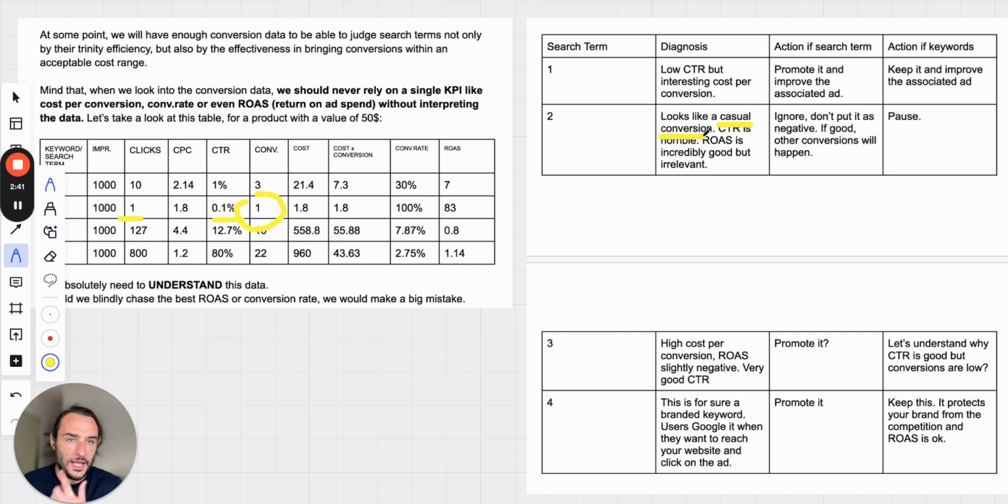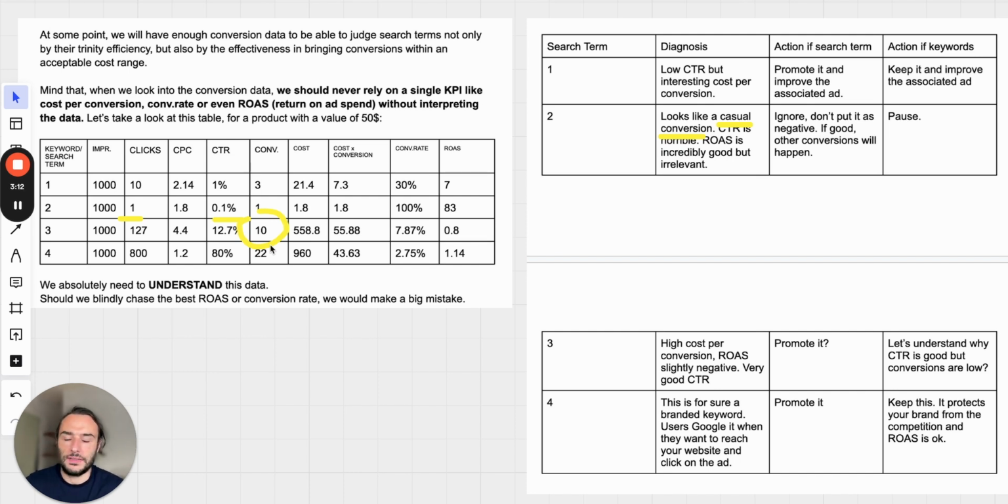On the other end, we can see, for example, the third case. I have a lot of clicks, right? The CPC is what it is. The CTR is very high. But I don't get as many conversions here. I mean, I get 10 conversions, but the cost per conversion is very, very high. And my ROAS, my return on ad spend, is negative.